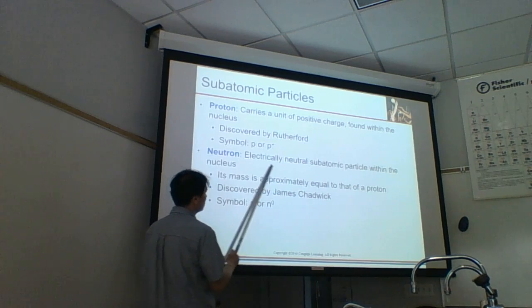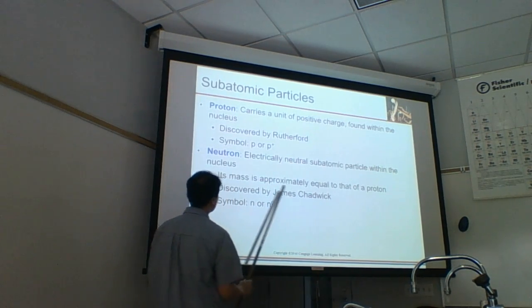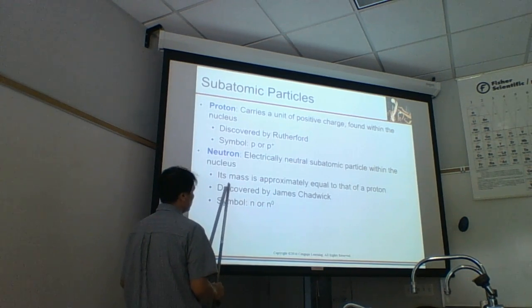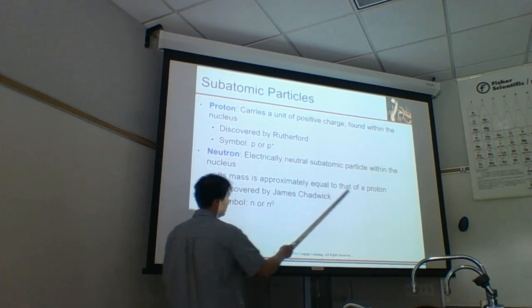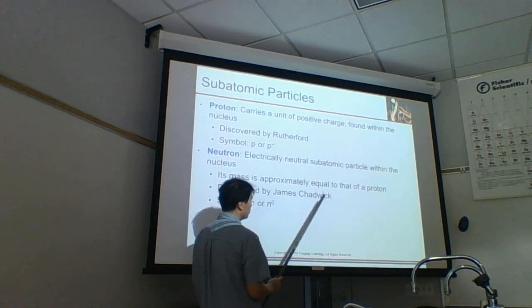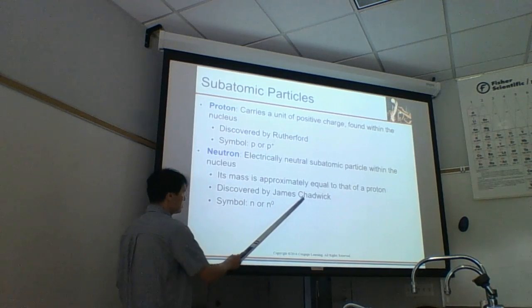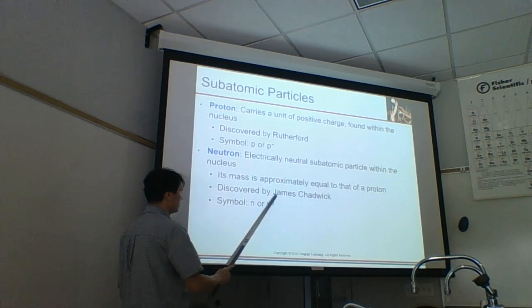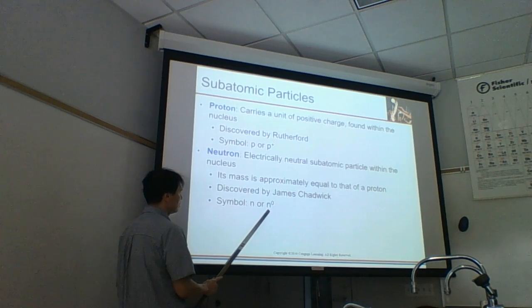The neutrons are electrically neutral. They don't have any charge. And their mass is about the same, not exactly, but about the same as a proton. So both a proton and a neutron weigh about 1 u. The neutron was discovered by Chadwick. It was given the symbol N or N0.